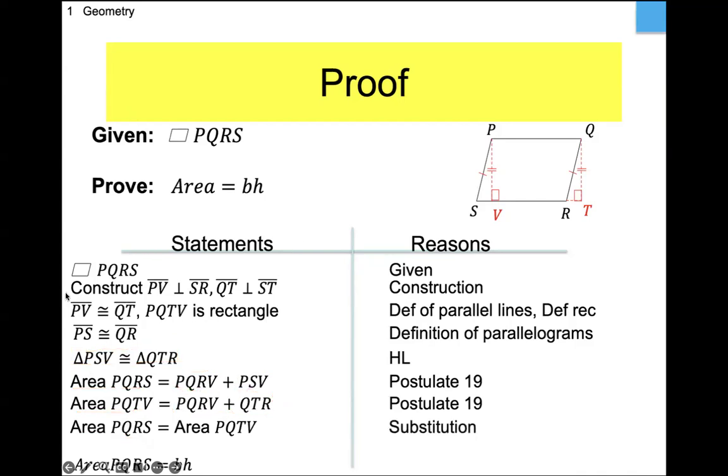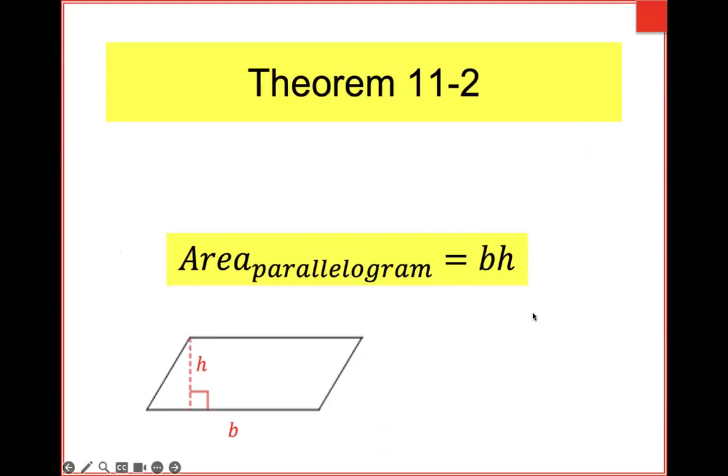So why is that important? Well, now I have two different shapes that are equal to each other. PQTV is a rectangle, and the area of a rectangle is base times height. And since I made the statement there, the third one from the bottom, that PQRS is equal to PQTV, and PQTV is equal to base times height, then so is PQRS. And that's how the proof ends. And once again, I said this in the last class, this is why your sixth grade teacher didn't prove this to you, because it's a challenging one to prove. But we just proved it, and this is our first theorem. So it's the area of a parallelogram is base times height.